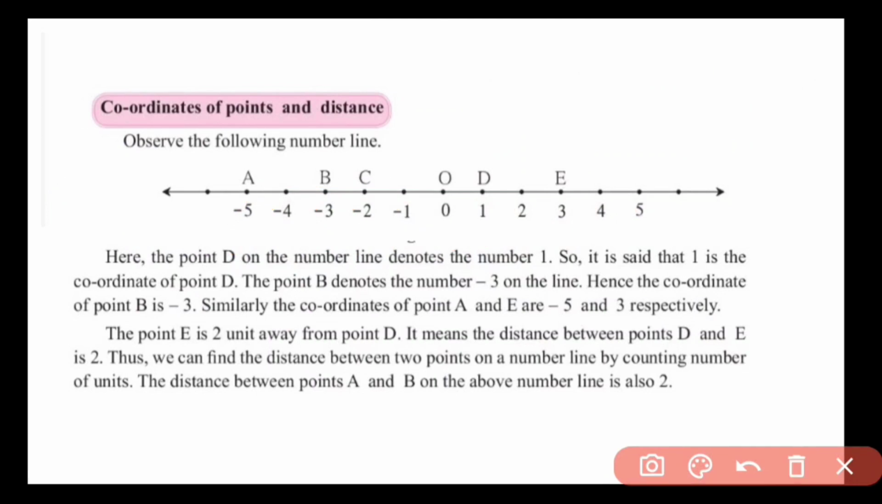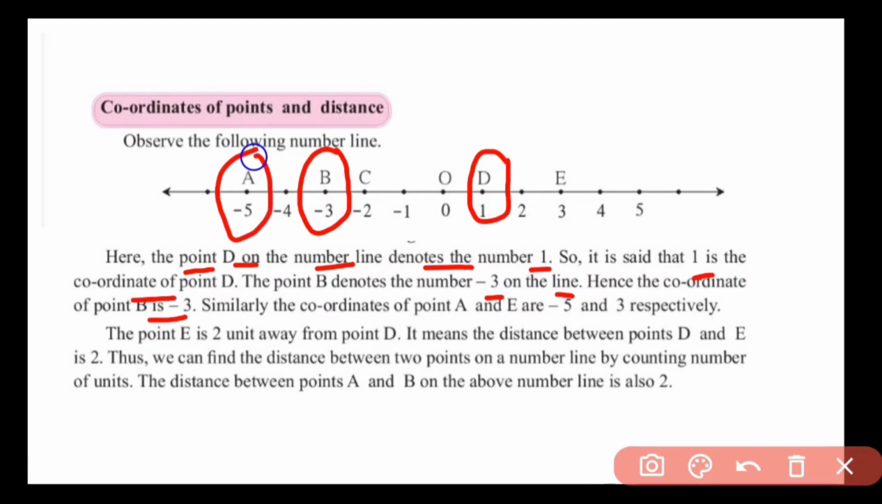Here the point D on the number line denotes the number 1. Here we can see point D denotes the number 1. So it is said that 1 is the coordinate of point D. Okay. Point B denotes the number -3 on the number line. Can you see here point B denotes -3 on the number line. Hence the coordinate of point B is -3. Similarly, the coordinates of points A and E are -5 and +3 respectively.